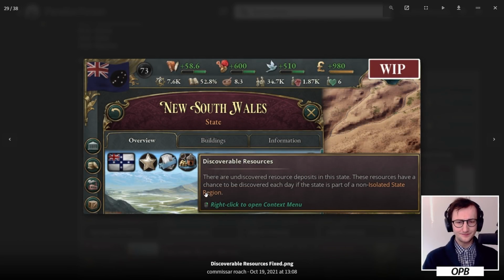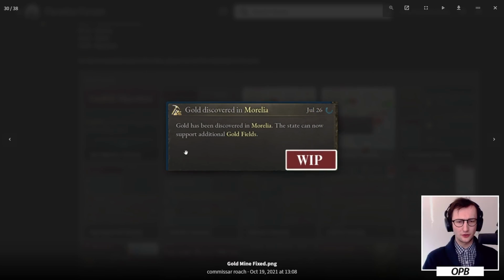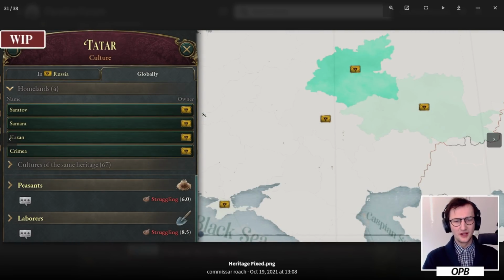Don't worry about it. New South Wales has discovery resources. That's not too interesting. Yeah, you can discover gold. We talked about this. Very easy. This is the heritage location. So this is what a culture views as their homelands. You can see that Saratov, Samara, Kazan, and Crimea are viewed as the homelands, so these here, of the Tatar culture.